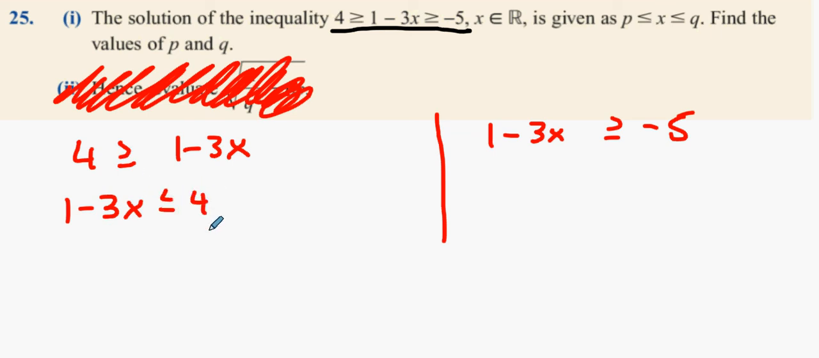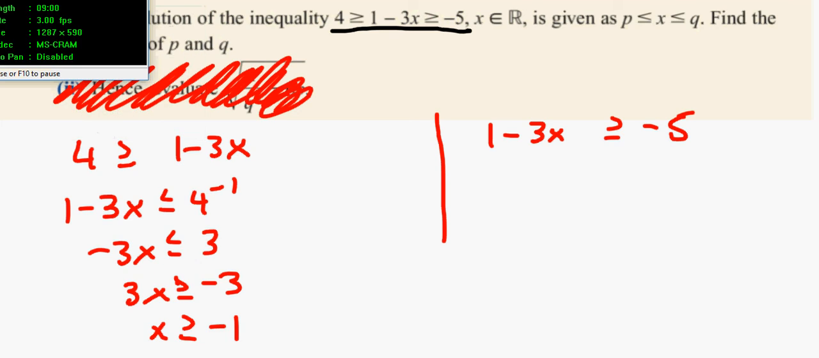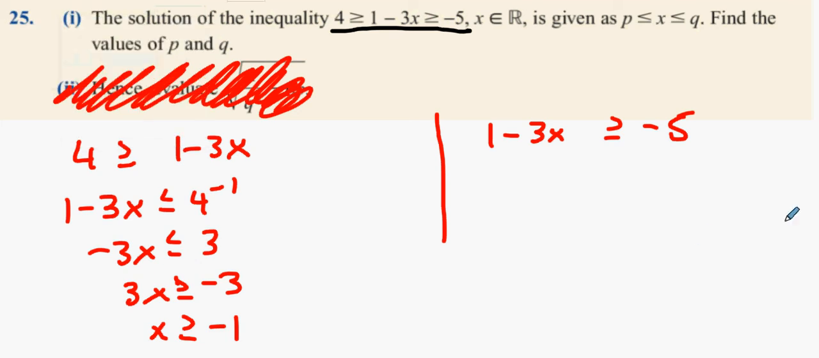Everybody happy enough with the switch? Now, bring the 1 over to your side. What happens to plus 1 when it moves over? Multiply both sides by? Divide both sides by 3. Any questions?